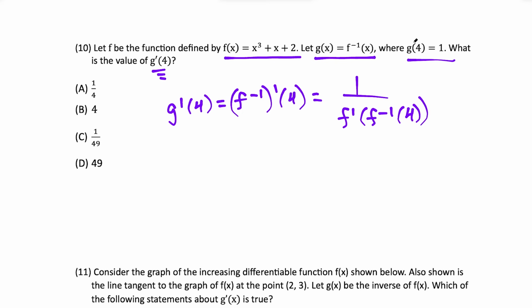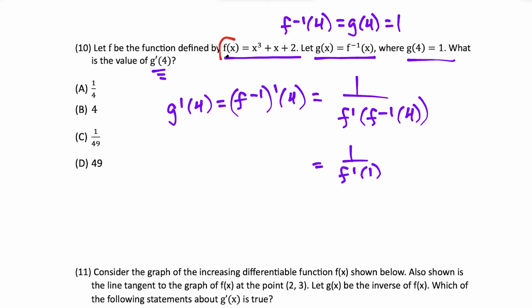But remember, f inverse is equal to g of x. So when I want to know what is f inverse of 4, that's the same thing as g of 4, which is equal to 1. So now I could just make the substitution here, and I'm going to have 1 over f prime of 1. But now we have to find, what is f prime of 1?